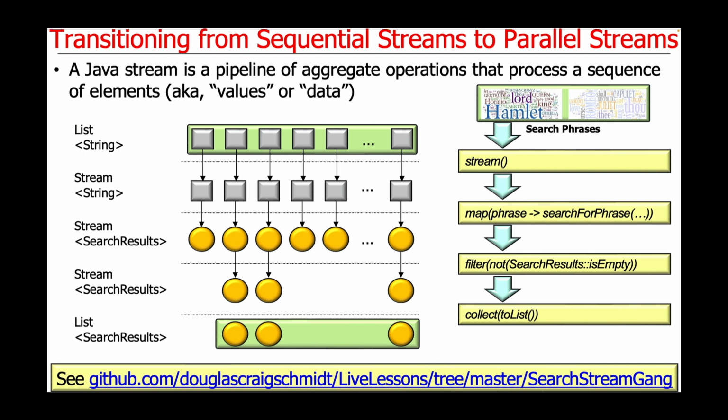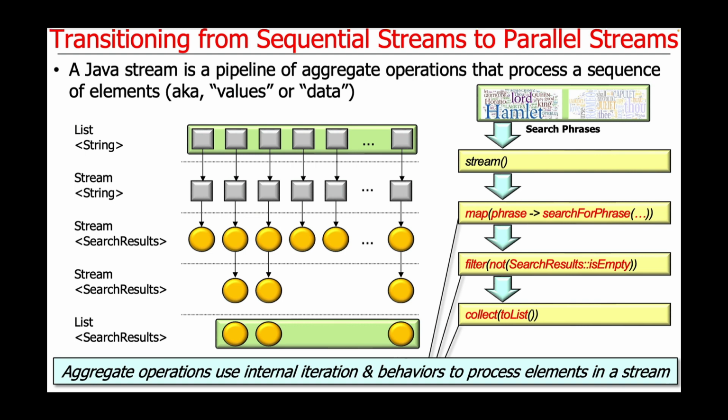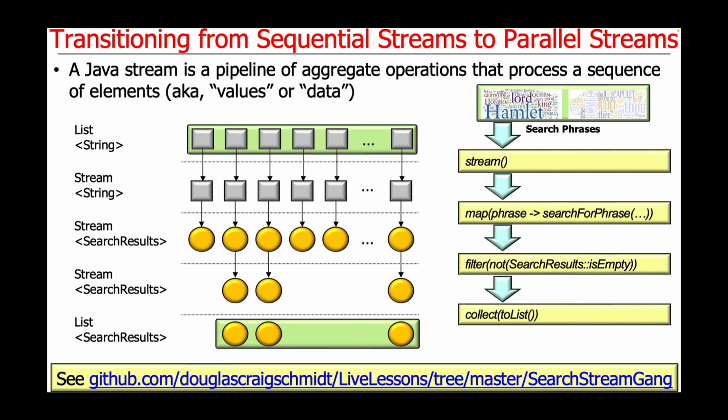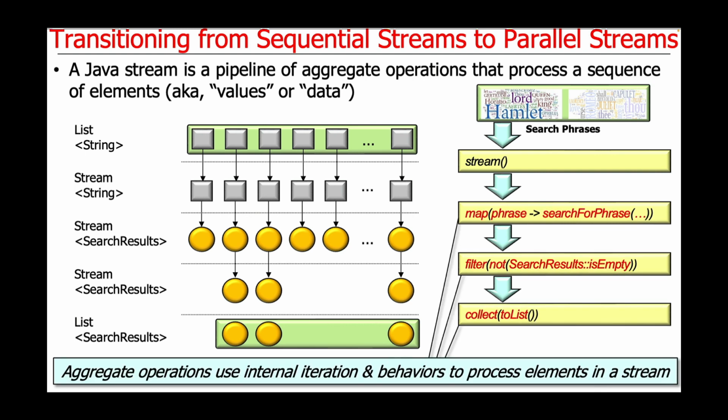And so what we're going to have here is something like this, where we've got a stream, and this was the example that we talked about before from the search stream gang. This one just takes works of Shakespeare and phrases and so on, but same basic idea. So here we're going to have a map where we're going to map phrases, and we're going to look them up in the works of Shakespeare. If we find matches, we're going to get search results with non-null search results lists. If we don't get matches, they're going to be empty. So we filter things out, and then we collect everything up into a list.